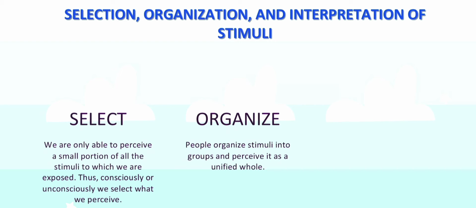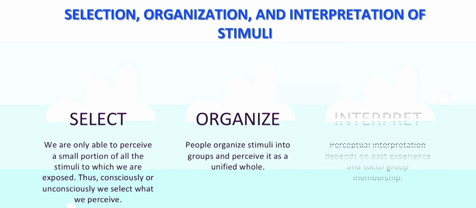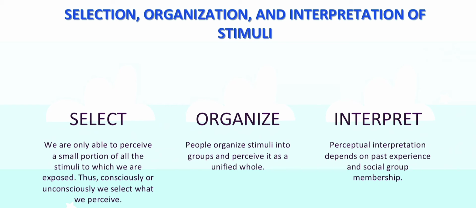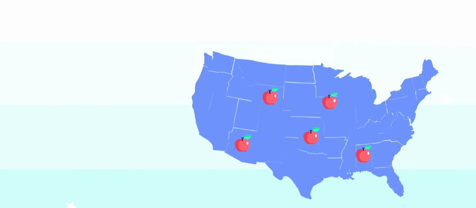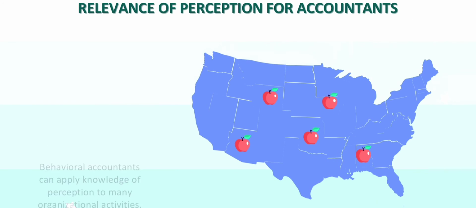If given incomplete information, people will fill in the gaps and then behave as though they had complete information about the situation. Perceptual interpretation depends on past experience and social group membership. When stimuli are ambiguous, for example, people will interpret them in a manner that is consistent with their needs, interests, and attitudes.